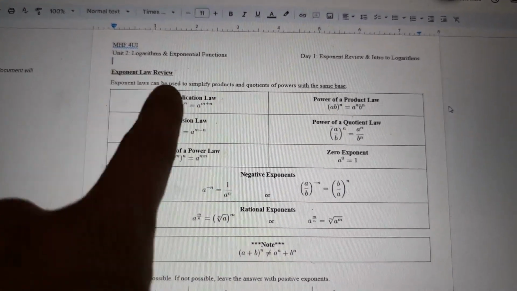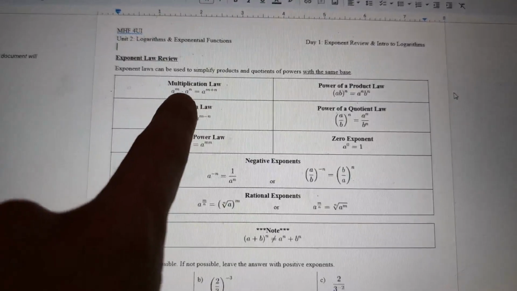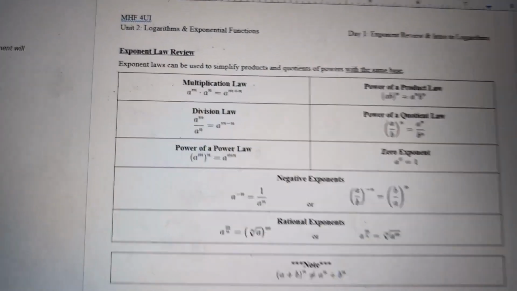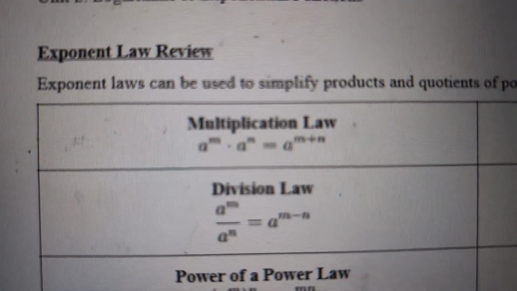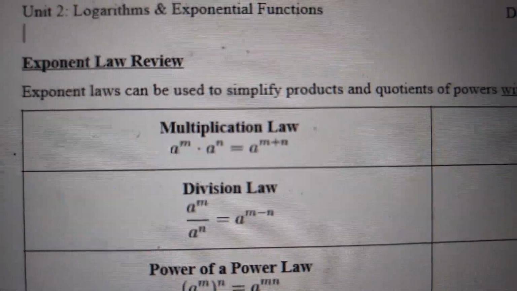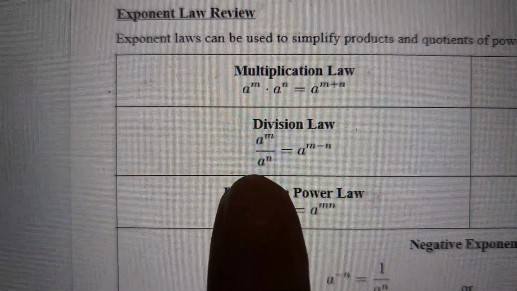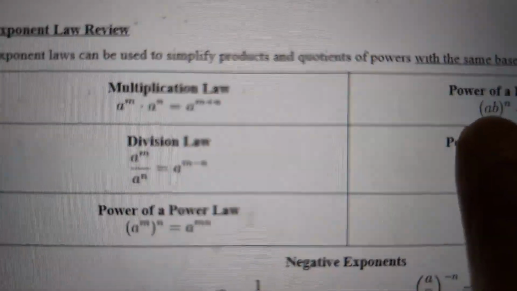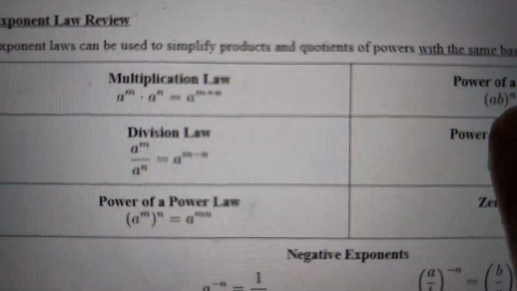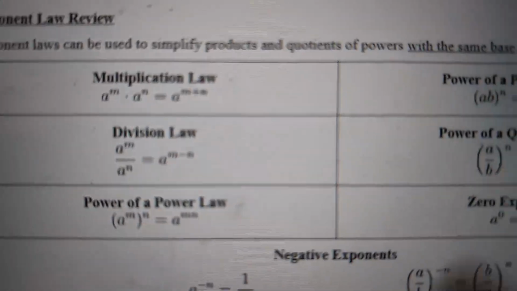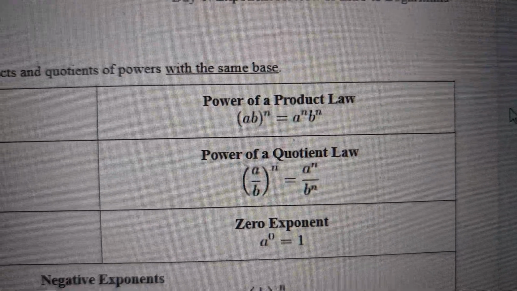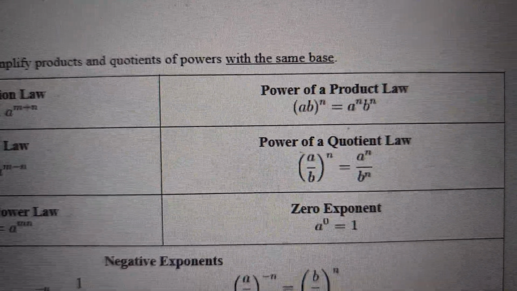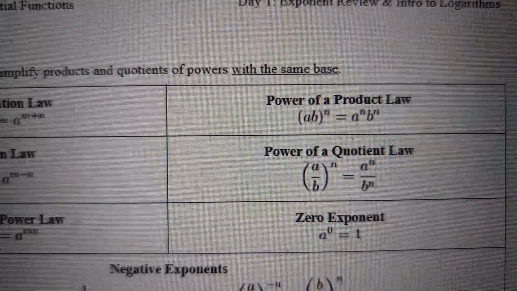So talking quickly about some of our exponent laws, if you multiply two things with the same base, you can add the exponents together. Only if they have the same base. It doesn't work if they don't have the same base. Same with division. Power of a product. So if you have something in brackets to an exponent, it's the same as taking the two things multiplied inside the brackets and applying that power individually to them. Same with the power of a quotient law.